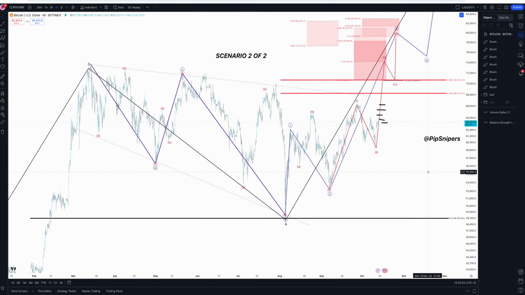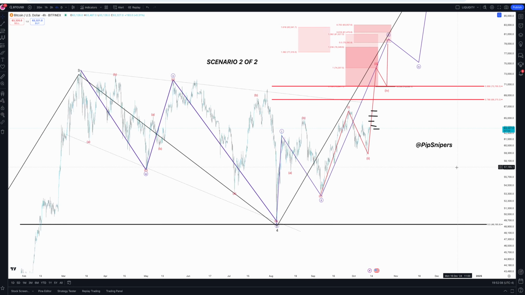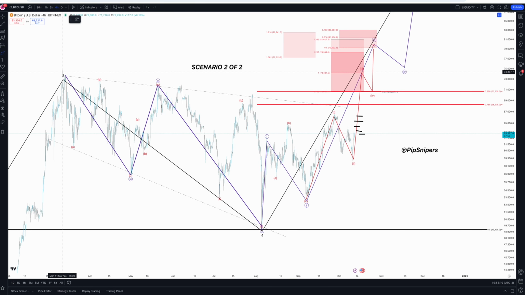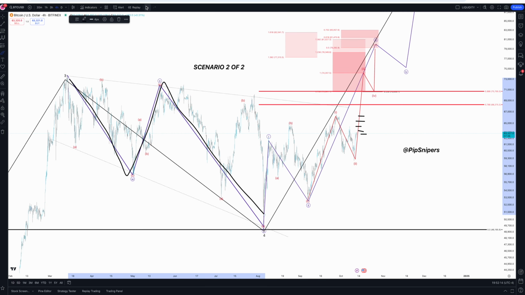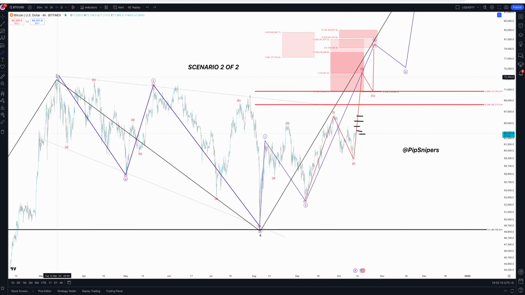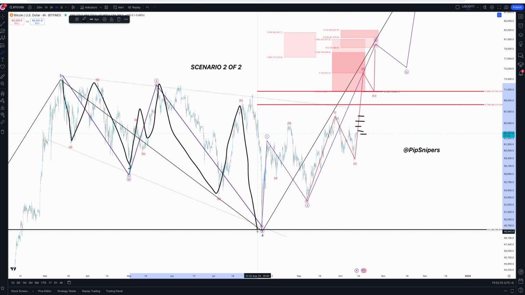So the bullish scenario, basically what it states is that instead of an A, B, C, D, E, the correction is done. So it's just a W, X, Y, right? And then you have a three-wave move within each of the waves. So you have your ABC down for your W. You have your ABC up for your X. And then you have another A, B, C down for your Y.